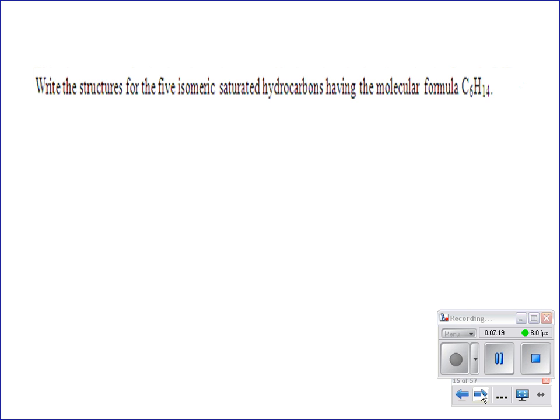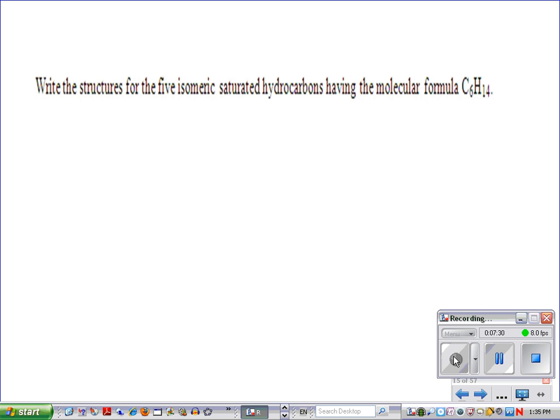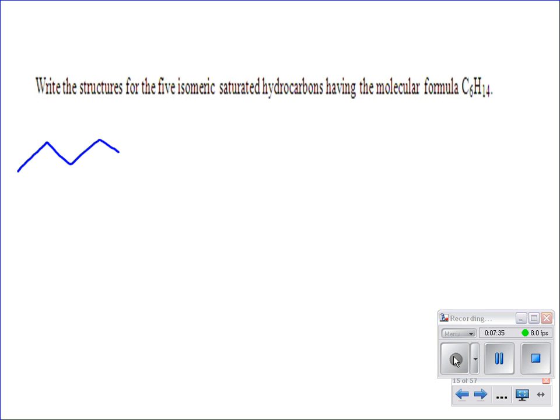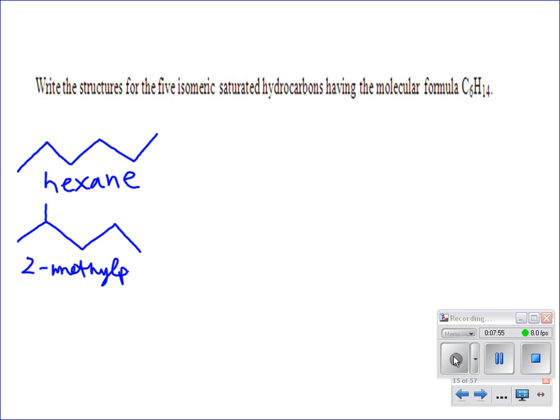Write the structures for 5 isomers of C6H14. I'm going to pause the video. I want you to draw and practice, and I'll draw them up here as well. Your first one is your straight chain, right? 1, 2, 3, 4, 5, 6. That's called hexane. I start with one, take off one to make it a methyl group. And where do you want me to put it? There. So that's called 2-methyl pentane.